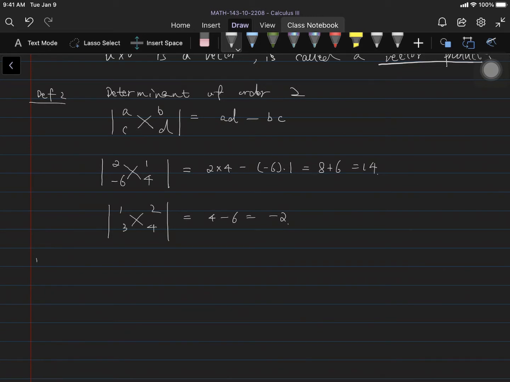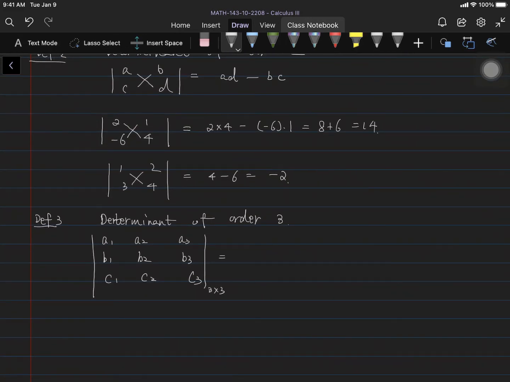Next, let's take a look at the determinant of order 3. That is the determinant of a 3 by 3 matrix. Here we have a 3 by 3 matrix. We write them down as a1, a2, a3. 3 by 3 means 3 rows, 3 columns: b1, b2, b3, c1, c2, c3. Now how do we calculate the determinant of this one? We are going to do it this way.